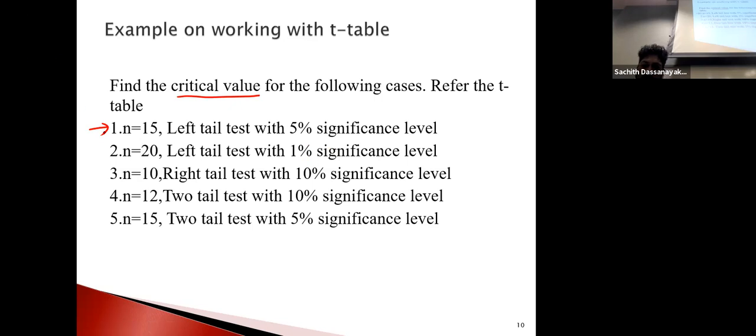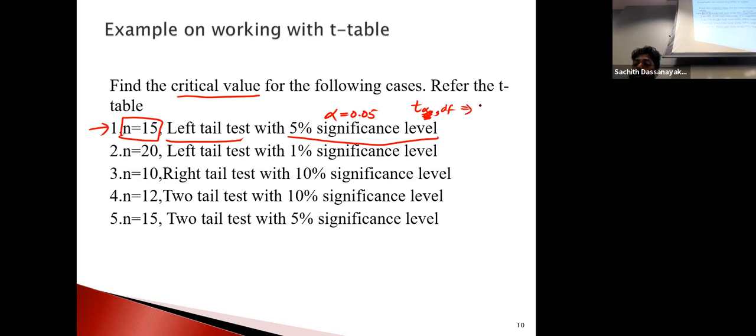Here n is 15. This is a left tail test with a 5% significance level, which means this is your alpha. Alpha is 0.05. Clear? If you need to find the critical value, how do you find it? You have to find t alpha. This is a left tail test, so you have to find t alpha, not alpha over 2, sorry, it is alpha, comma, degrees of freedom.